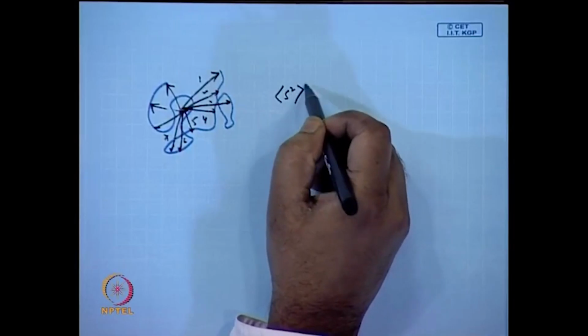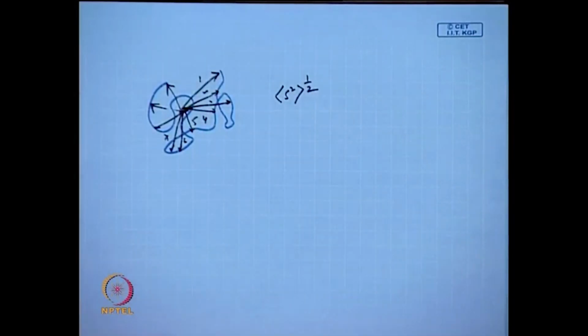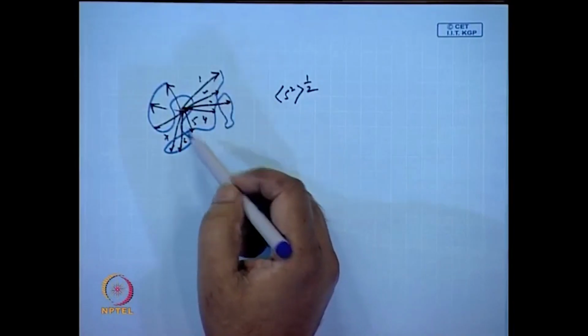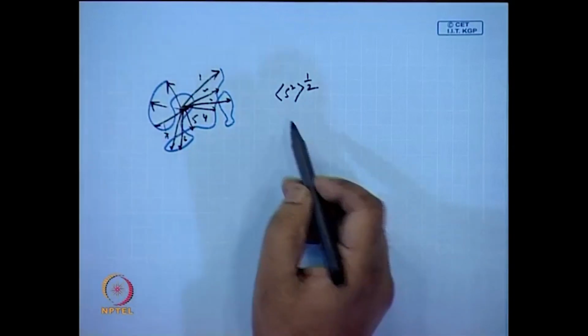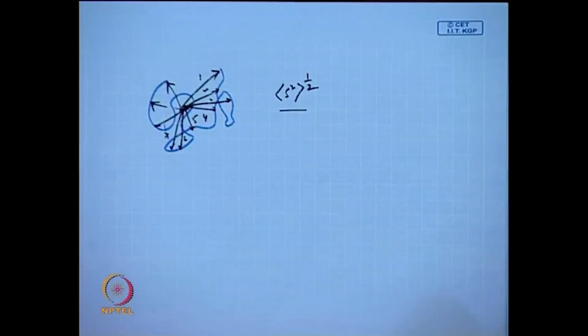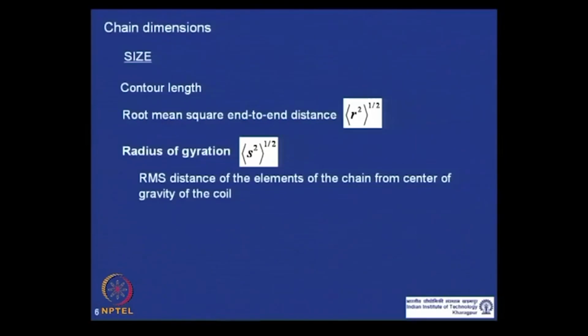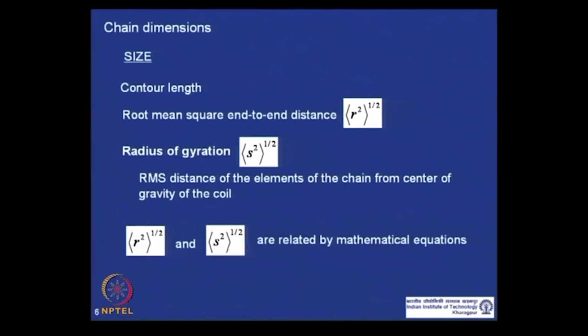again, the root mean square distance of the elements of the chain from the center of gravity or center of mass of the coil is called the radius of gyration. Now, fortunately, these two terms, root mean square end to end distance and radius of gyration, are mathematically related. So, if you find one, the other you can get easily from the expression which connects both.